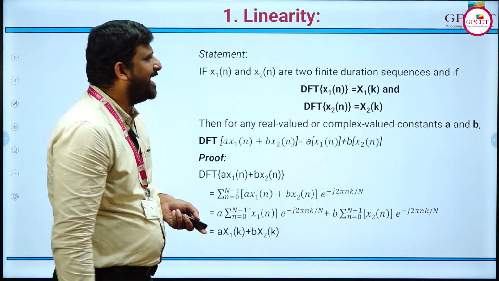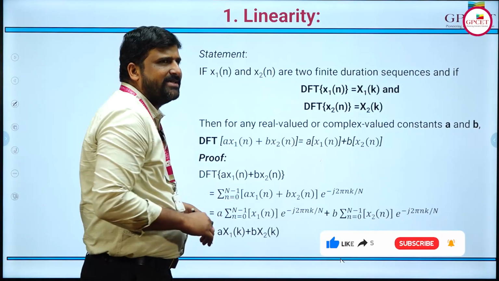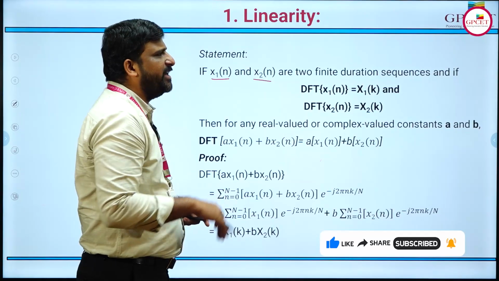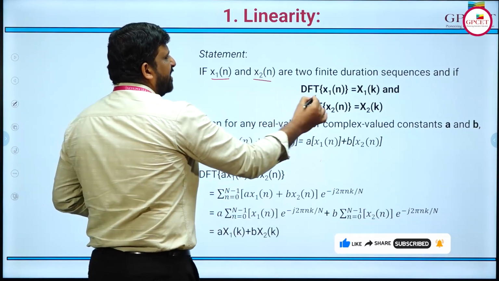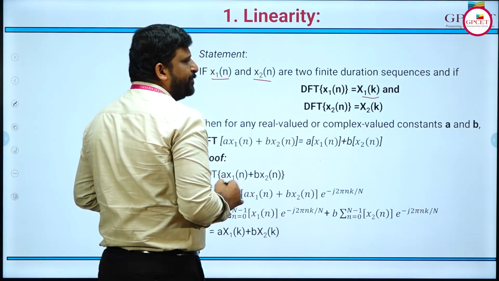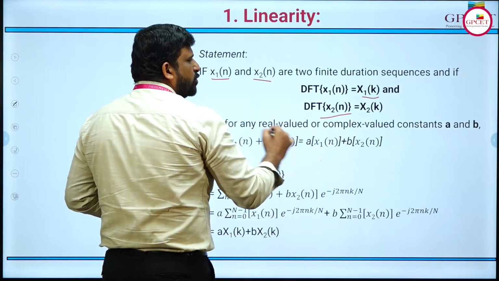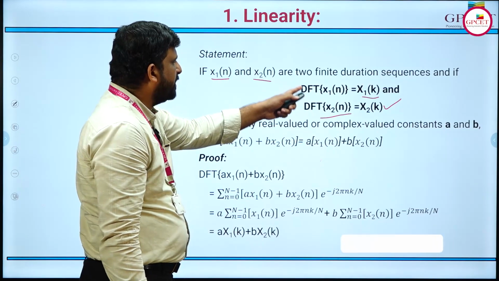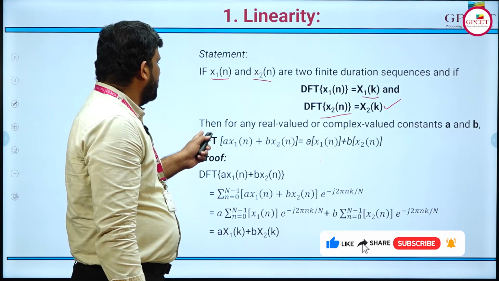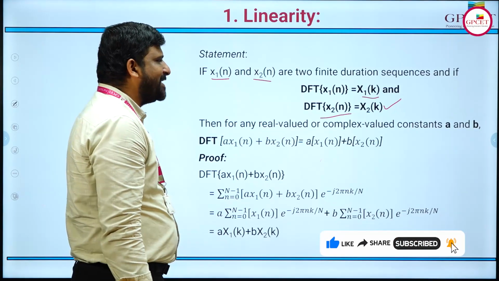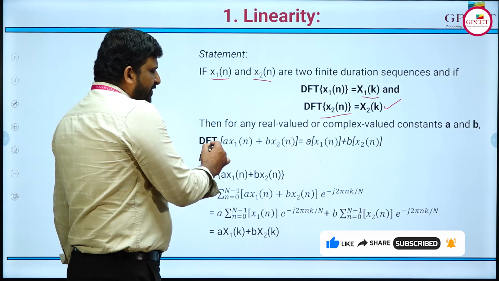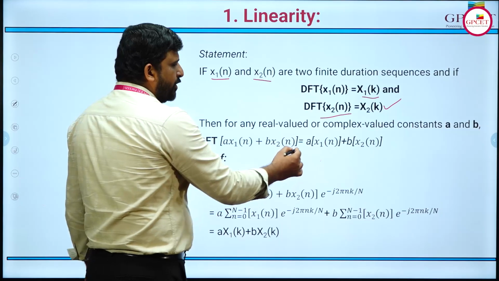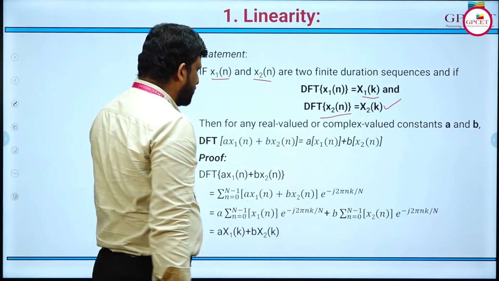Already we have seen what the linearity property is. What is the statement it says? The two inputs, x1 of n and x2 of n, are of finite duration. If I take the DFT of x1 of n, it should produce X1 of k. Similarly, if I take the DFT of x2 of n, it will produce X2 of k. So based on this statement, for real or complex values a and b, when I take the discrete Fourier transform of a x1 of n plus b x2 of n, it should produce a X1 of k plus b X2 of k.